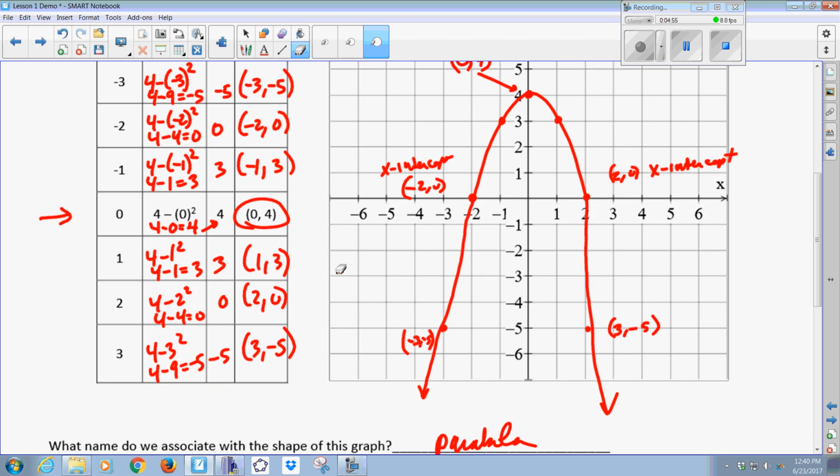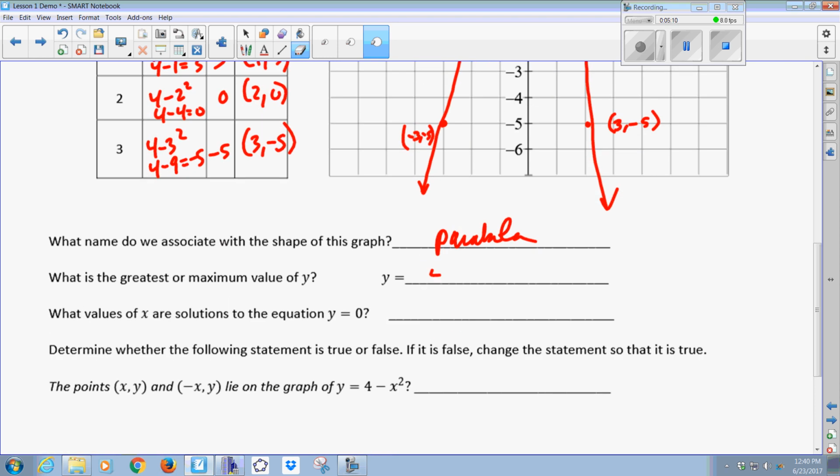So if we look at our different values of y, we have a -5 for y, a 0, a 3, and a 4. And as you can see, this parabola reaches its highest value at the point y equals 4. It's the maximum value.